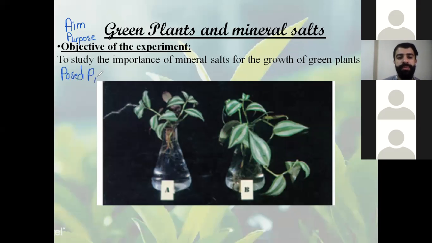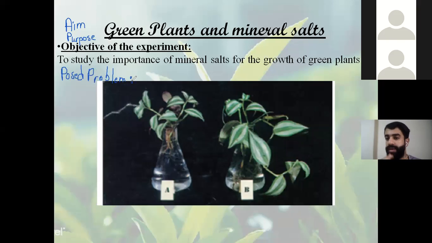Posed problem. Yes, let's see. What is the posed problem? By raising your hand, please, and don't speak without permission. Yes, I need new hands. Yes, Ali Basma. What is the posed problem? First of all, Ali, before you give me your posed problem, it should be in the form of what? Question. Very good. This is the first note: the posed problem should be in the form of question.